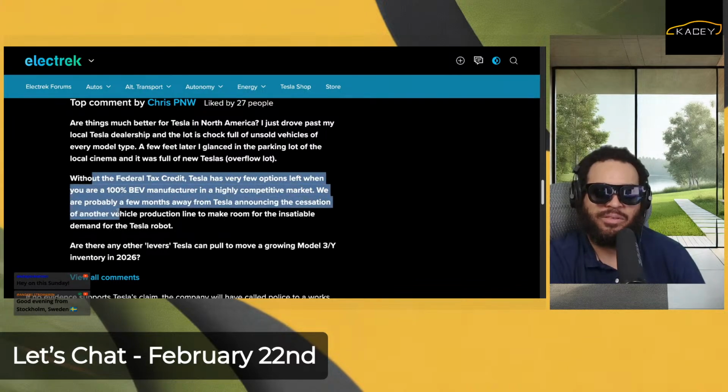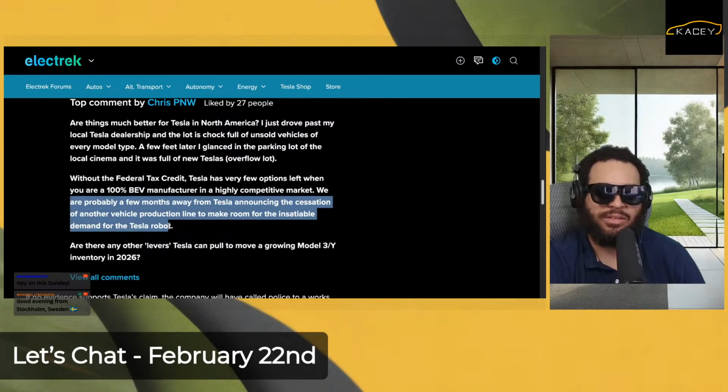Without the federal tax credit, Tesla has very few options left when you're a 100% BEV maker in a highly competitive market. Just make a good car. We're probably a few months away from Tesla announcing a cessation of another vehicle production line to make room for the insatiable demand for the Tesla robot. I hope he's being funny there.